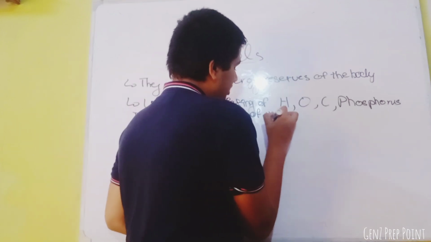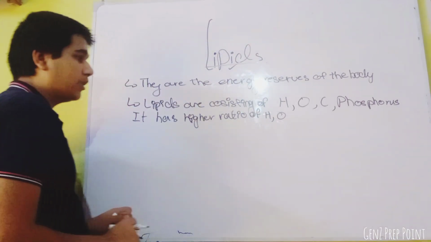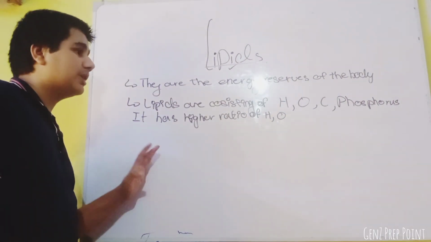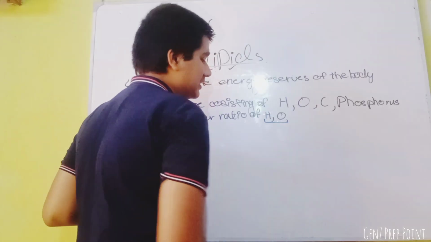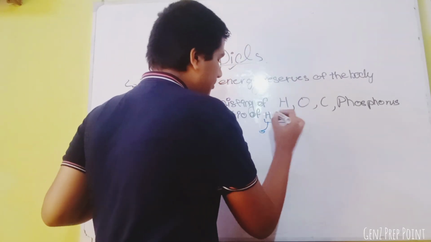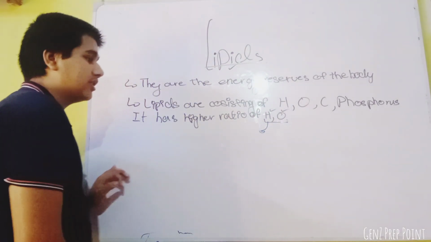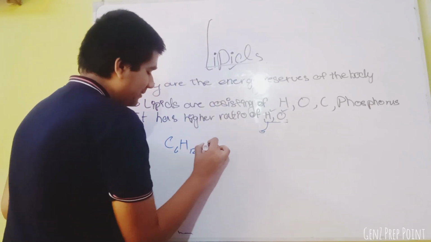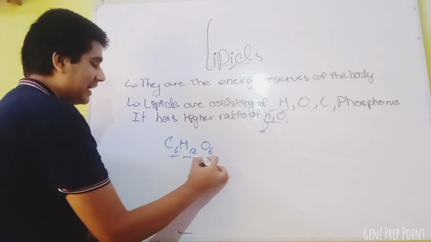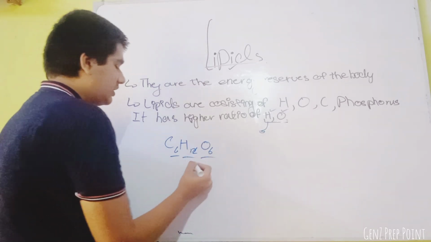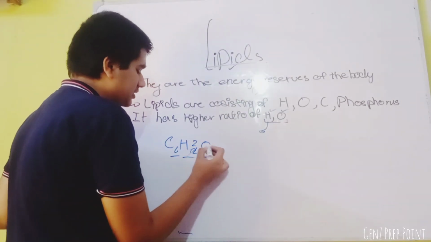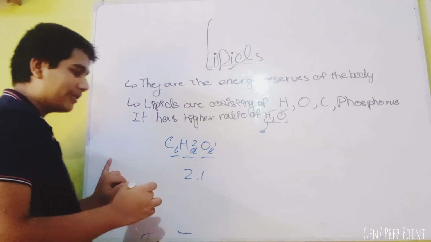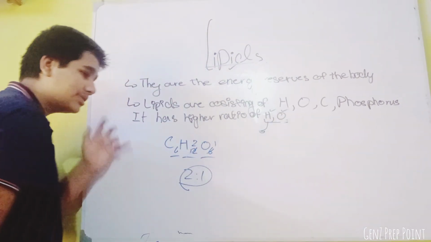of hydrogen and oxygen. If you haven't watched my video about carbohydrates, you should go and watch it before I explain this topic. What I mean by more ratio of hydrogen and oxygen: if we write the formula of carbohydrate, it is C6H12O6. If we cut out the values, hydrogen makes 2, oxygen makes 1. So 2 to the ratio 1. What is the ratio? 2 to 1.